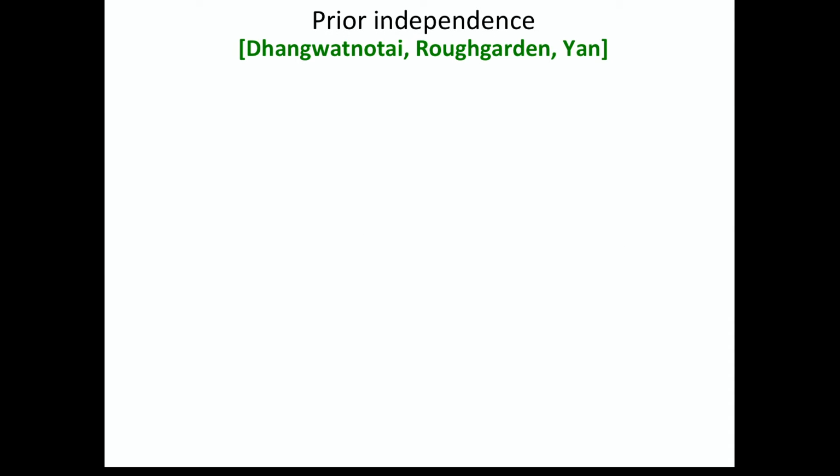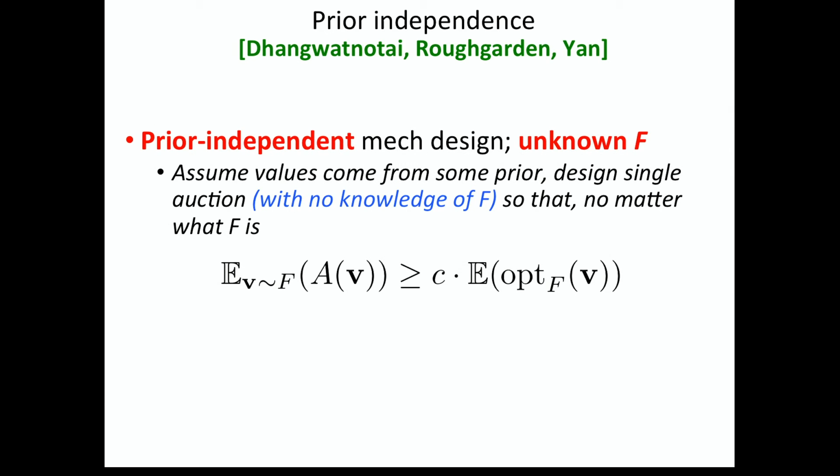So this suggests a kind of hybrid type of analysis. Rather than use the optimal auction, or something based on it, for every single setting, is there some way we can come up with an auction that's simultaneously near optimal for lots of priors? And Tim mentioned this yesterday. This is the notion of prior independence.